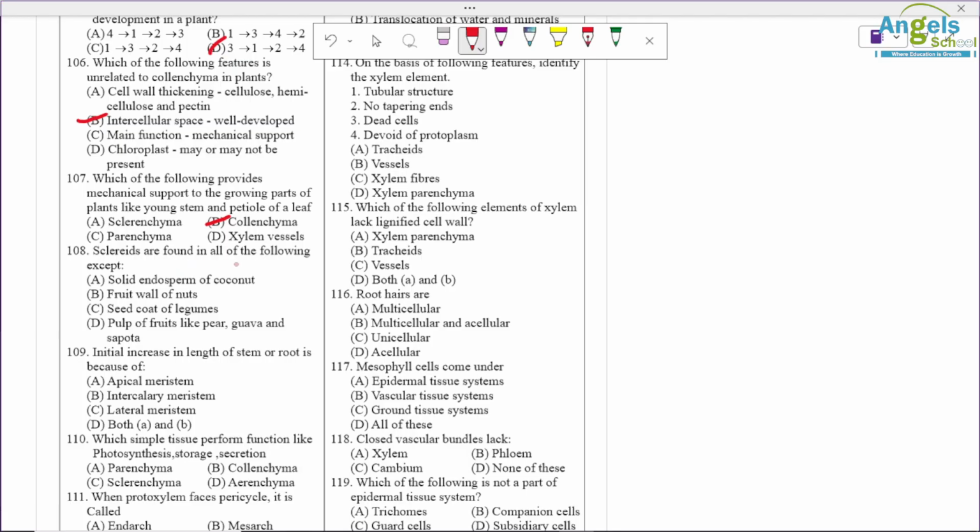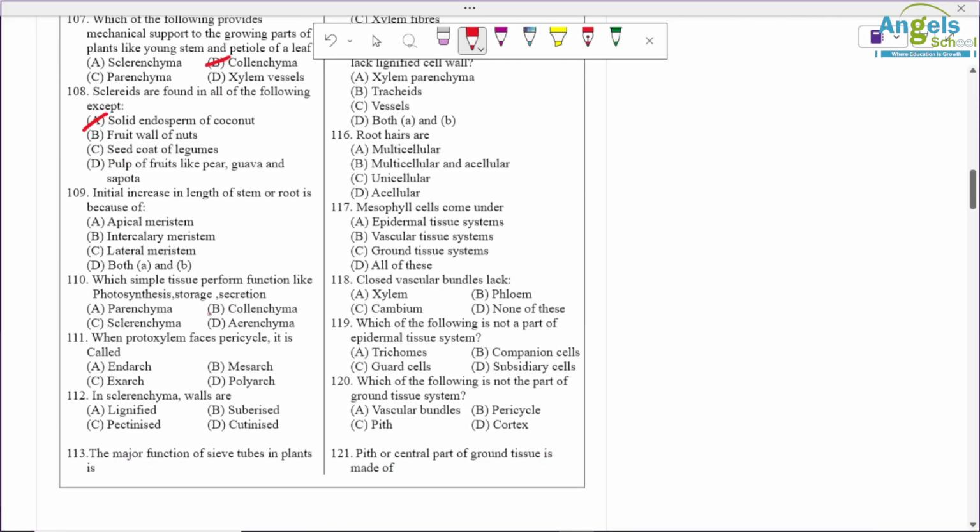Sclereids are found in all of the following except. So sclereids are present in fruit wall of nuts, seed coat of leguminous plant, and pulp of pear, guava, and sapota. So it is absent in solid endosperm of coconut. So A is correct answer.